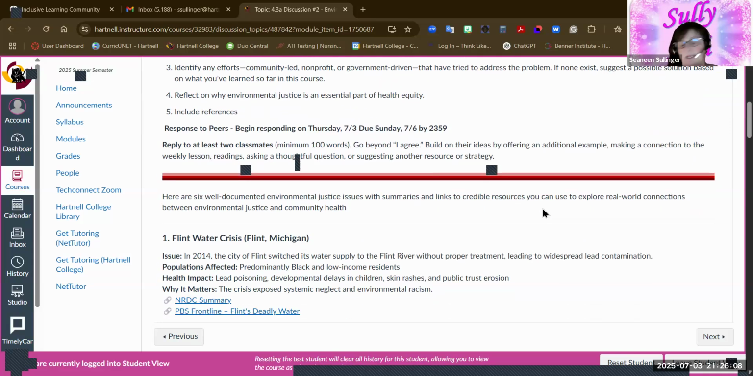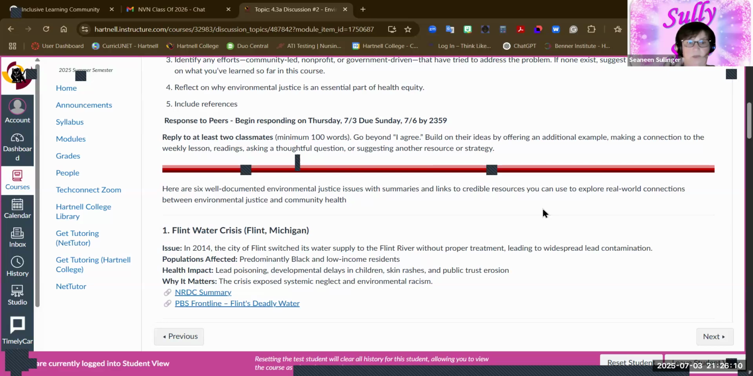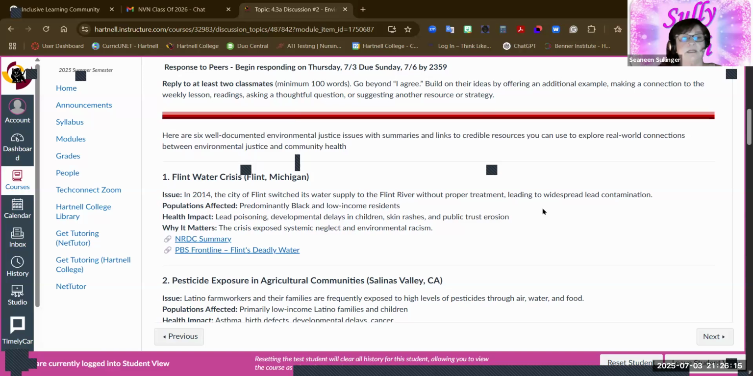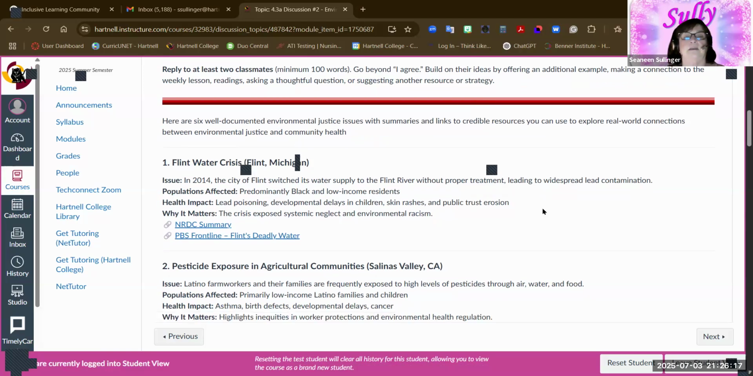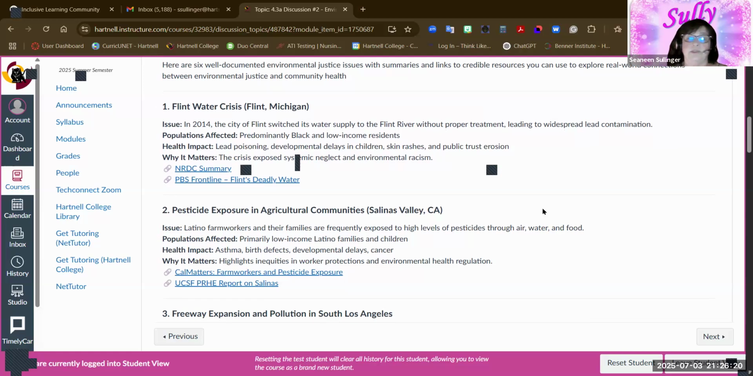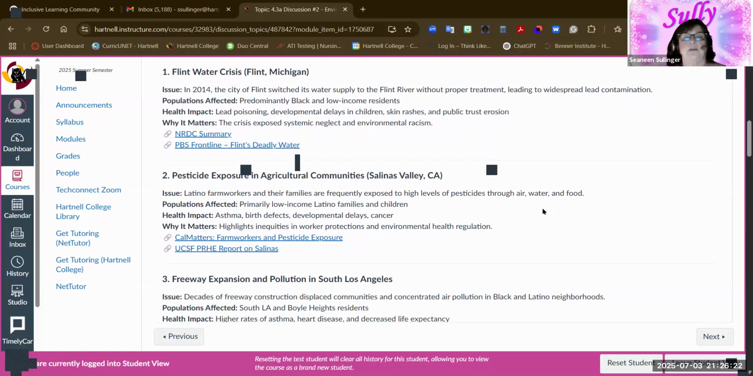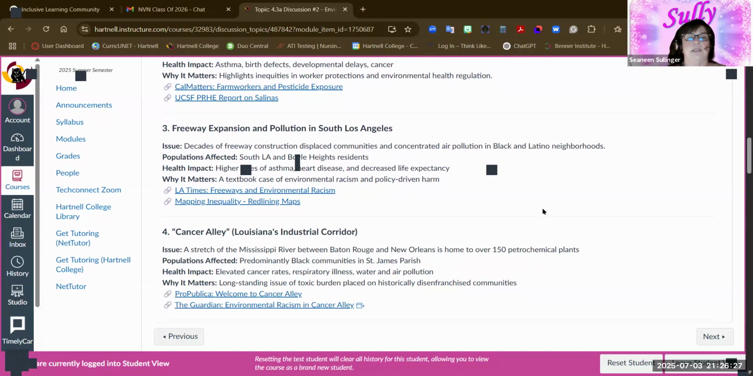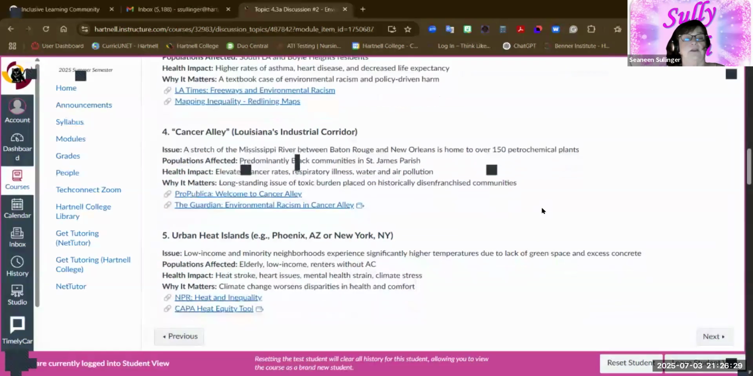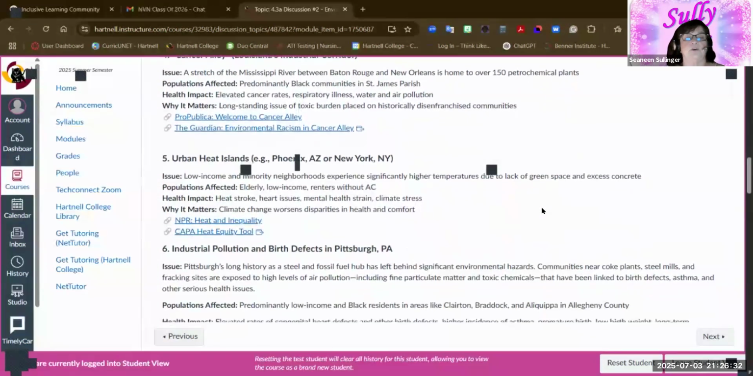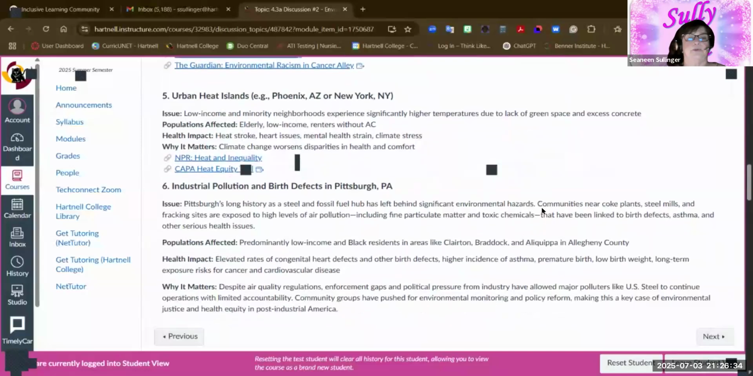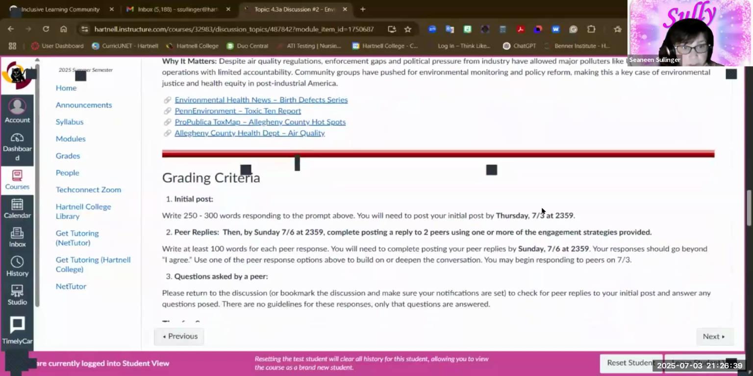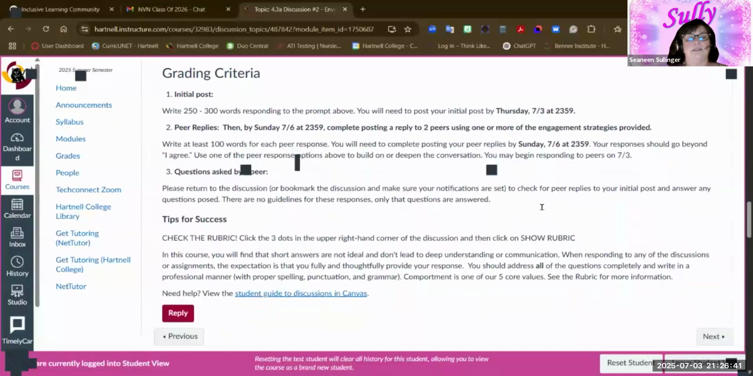And then, in case you couldn't think of something in your own local neighborhood, these are specific issues. For example, in 2014 in Flint, Michigan, they had a water issue. This one's local, Salinas Valley, pesticide exposure in the agricultural communities, pollution in South LA, Cancer Alley in Louisiana, urban heat islands, Phoenix and New York, industrial pollution in Pittsburgh, Pennsylvania. So those are just different ones that you could choose to discuss.